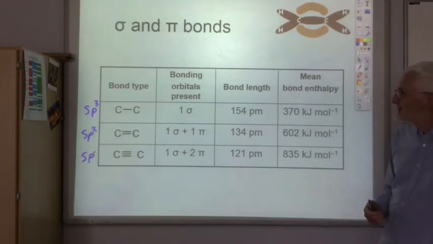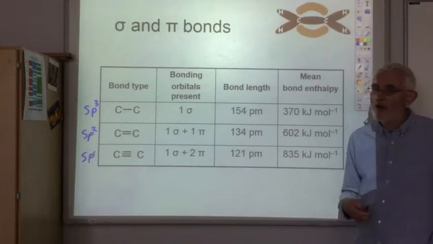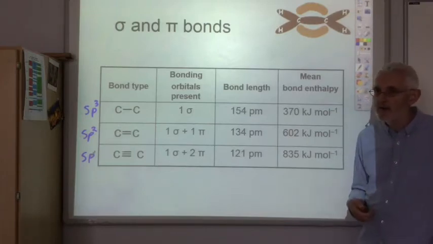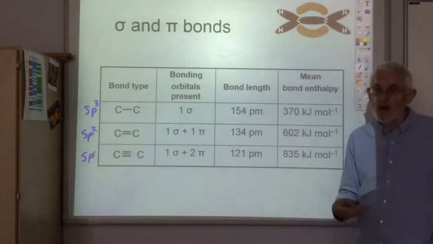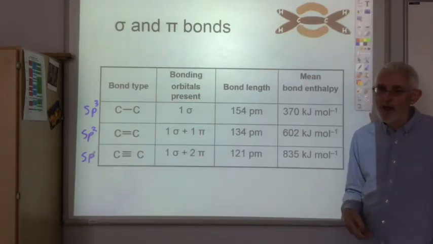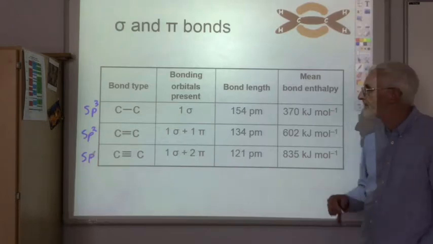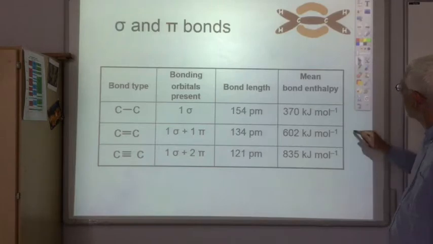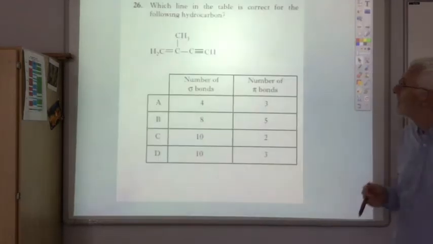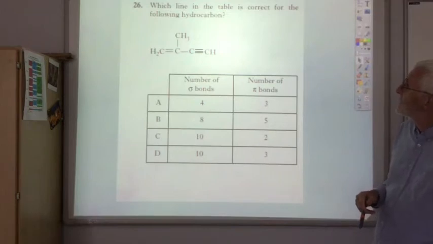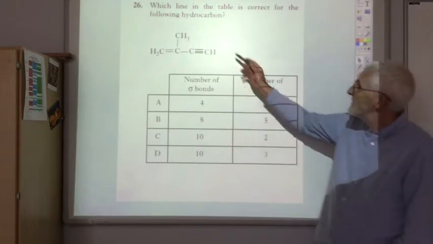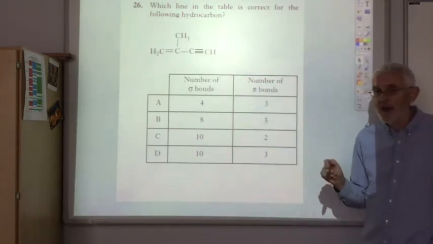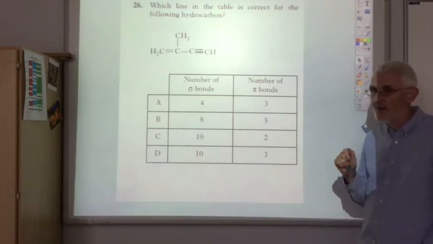Okay. So quite a lot of theory there to get your head around. You have to explain what is meant by sp, sp2, sp3, and recognise sigma bonds and pi bonds. So it might be a lecture you want to go back and look at again. Let's finish by just looking at a quick question. Okay. So, which line in the table is correct for the following hydrocarbon? So you have to identify how many sigma bonds and how many pi bonds are in this molecule. So how do we think about that? Pause the tape and start it up again once you think you know the answer.